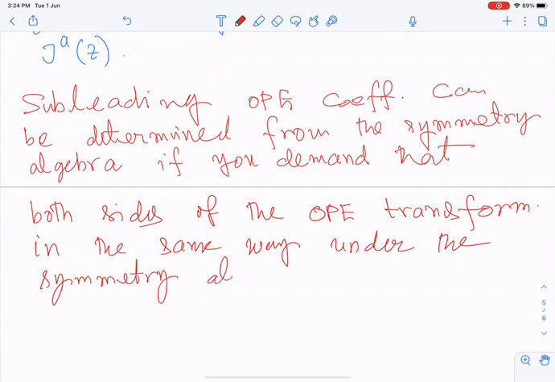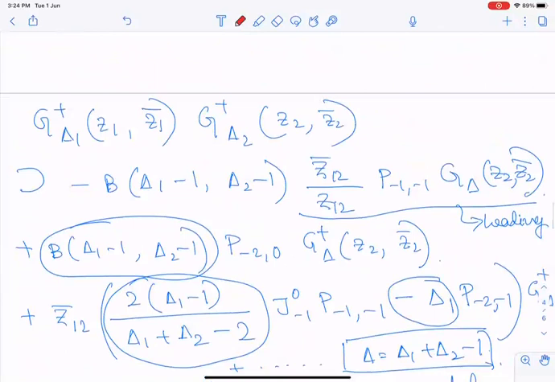Okay. So this is exactly the way it works in the case of two-dimensional conformal field theory. Depending on what kind of algebra you have, you can actually find out the subleading OPE coefficients by demanding that both sides transform in the same way. But what cannot be determined in this way is this coefficient, the coefficient of z bar by z, like the leading coefficient.